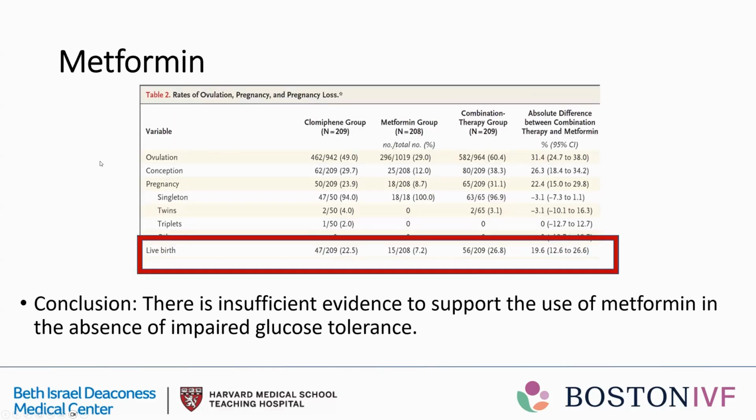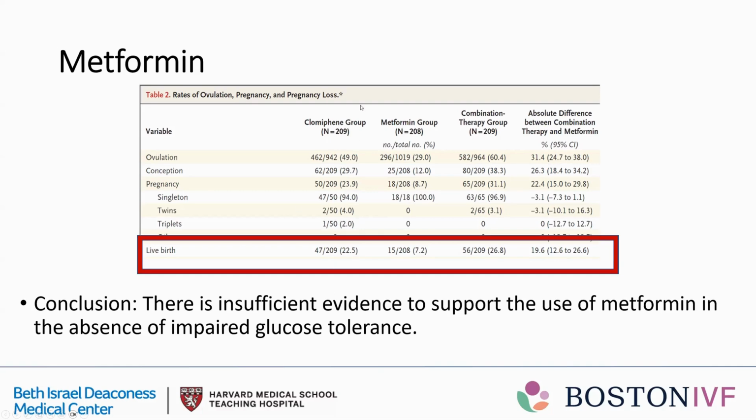Now, what about the use of metformin? This was a study in the New England Journal in 2007 that looked at three groups of patients: those that took Clomid only, those that took metformin only, and a combination therapy of Clomid and metformin, and they looked at their live birth rates. The group that took metformin only had significantly lower live birth rates than the group that took Clomid only or the combination group. There was no statistically significant difference between the combination group and the Clomid-only group.